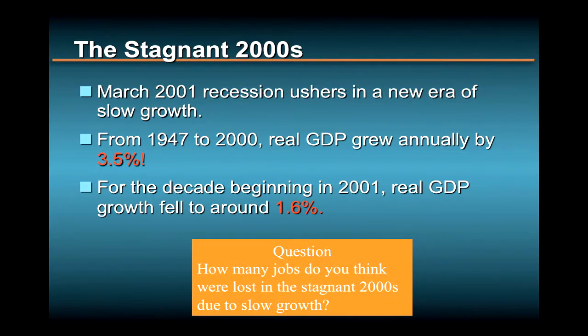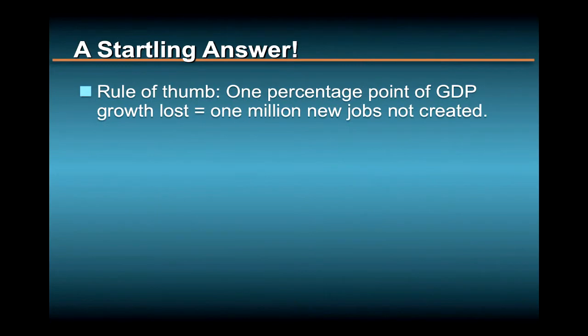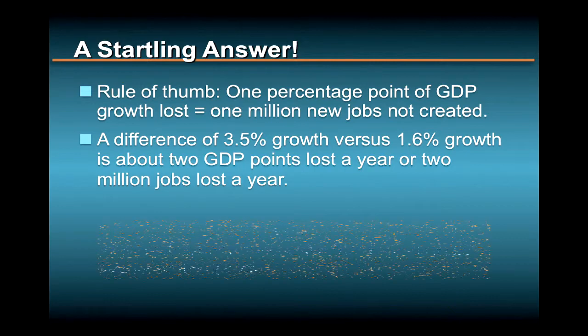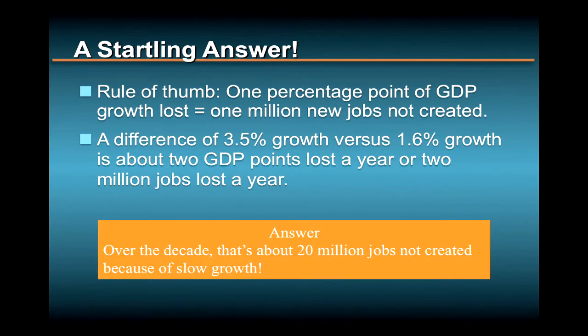So how many jobs do you think were lost due to slow growth during the stagnant 2000s? The rule of thumb is that 1 percentage point of GDP growth lost is equal to 1 million new jobs not created. So a difference of 3.5% growth versus 1.6% growth in the 2000s is about 2 GDP points a year, or 2 million jobs lost per year. So over a decade, that's about 20 million jobs not created because of slow growth below potential output.